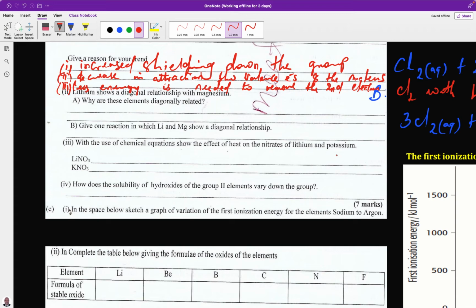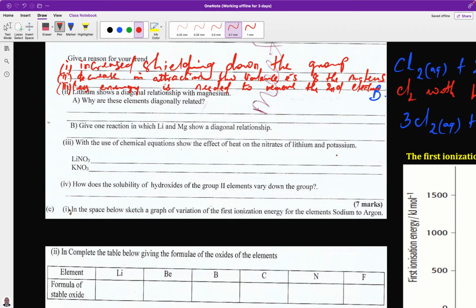Why are these elements diagonally related? The other one belongs to period 2, and magnesium belongs to period 3. And for that reason, there's a diagonal relationship.